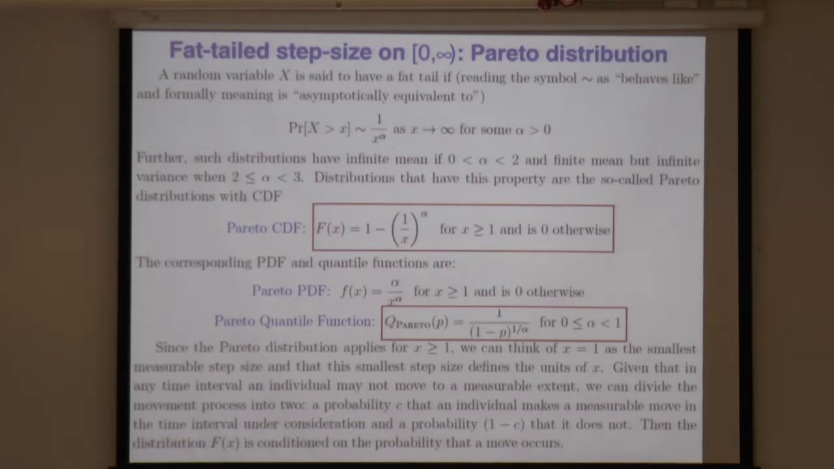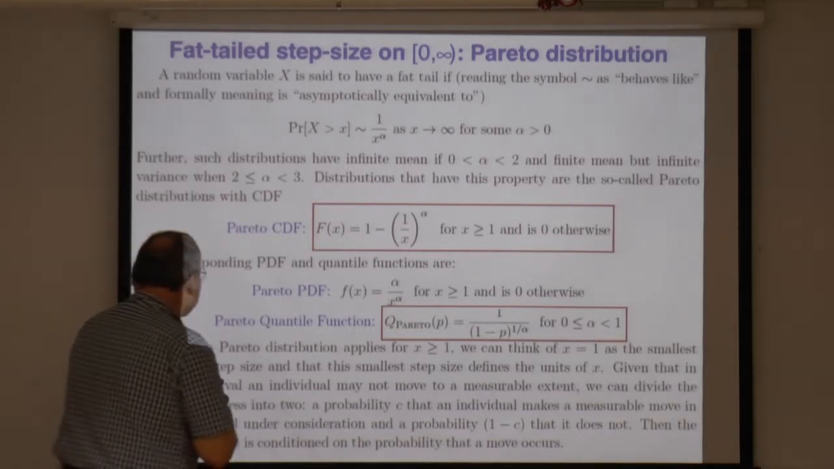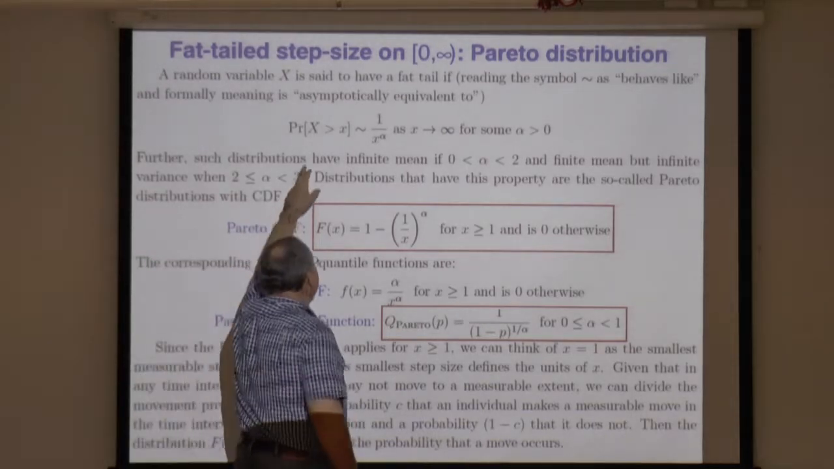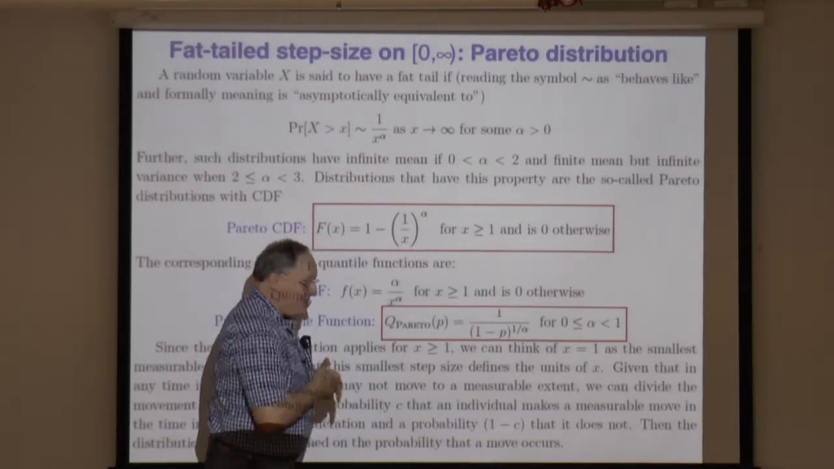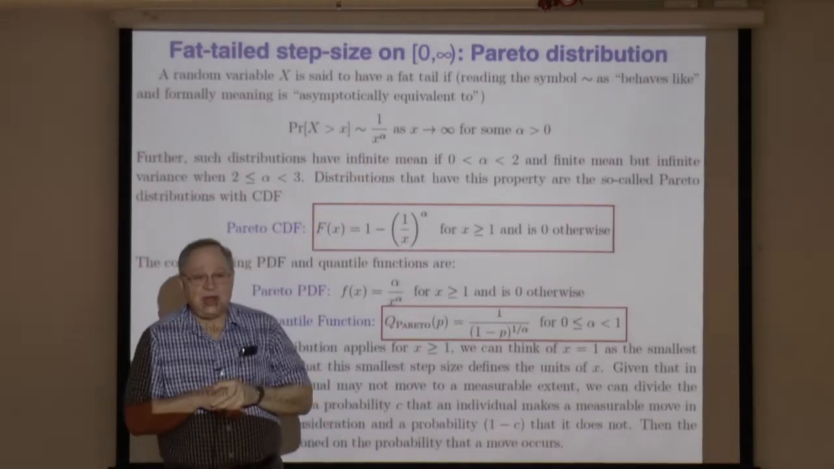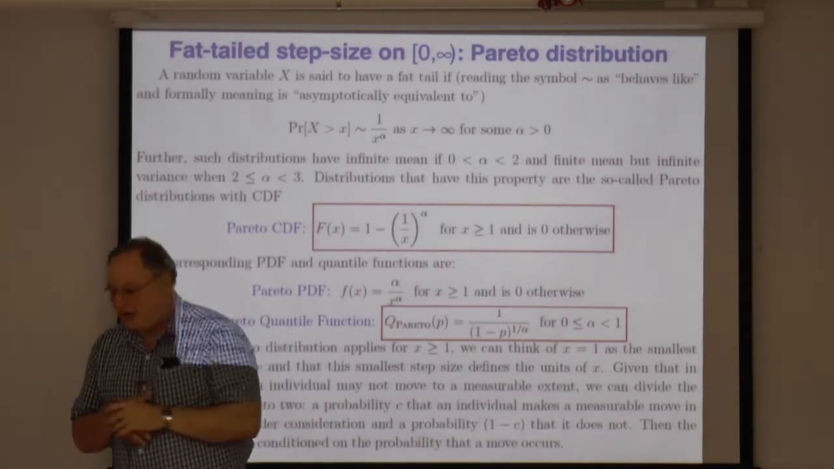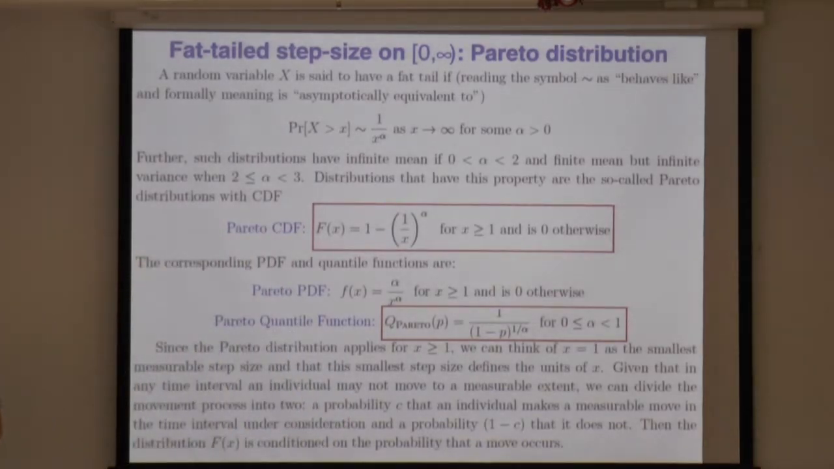Now, one of the things that is very important in movement ecology has to do with fat-tailed distributions. And a fat-tailed distribution is defined in terms of the behavior of the tail. As x gets large, how does the tail behave? Does it behave like 1 over x, or 1 over x to some power? And what is that power? Does it behave like 1 over x squared, 1 over x cubed, and so on?